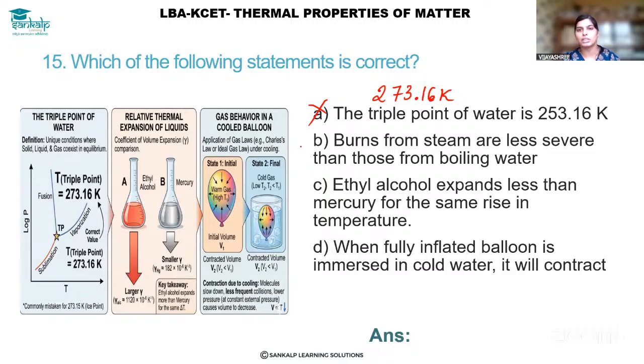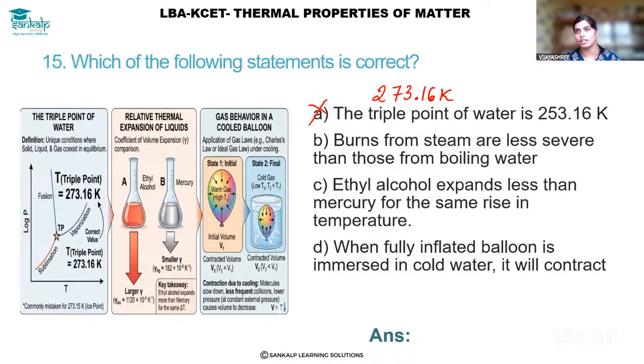Then let us look at option B. Burns from the steam are less severe than those from boiling water. This is also wrong. Burns from the steam are more severe than those from boiling water, because steam releases energy in the form of latent heat during condensation. So even though steam and boiling water both are at the same temperature, steam releases energy in the form of latent heat during condensation.